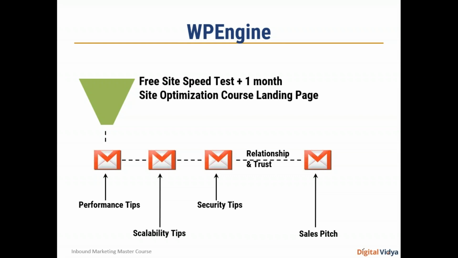So what is drip here? Drip marketing is a series of predefined messages sent in succession. The first message was sent about performance tips. The second message talked about scalability tips. The third message talked about security tips. Once the relationship and trust were established, the final email was all about making a sales pitch, and they got lots of ROI from this particular initiative.